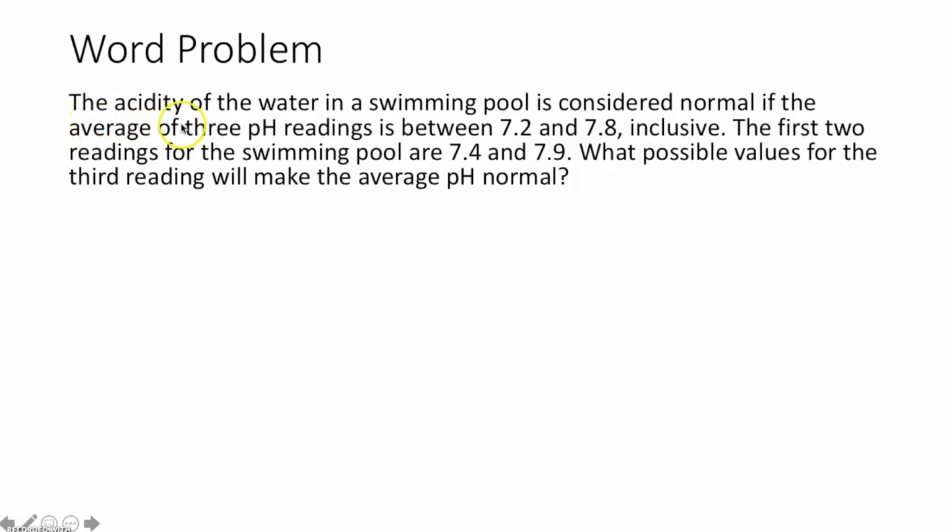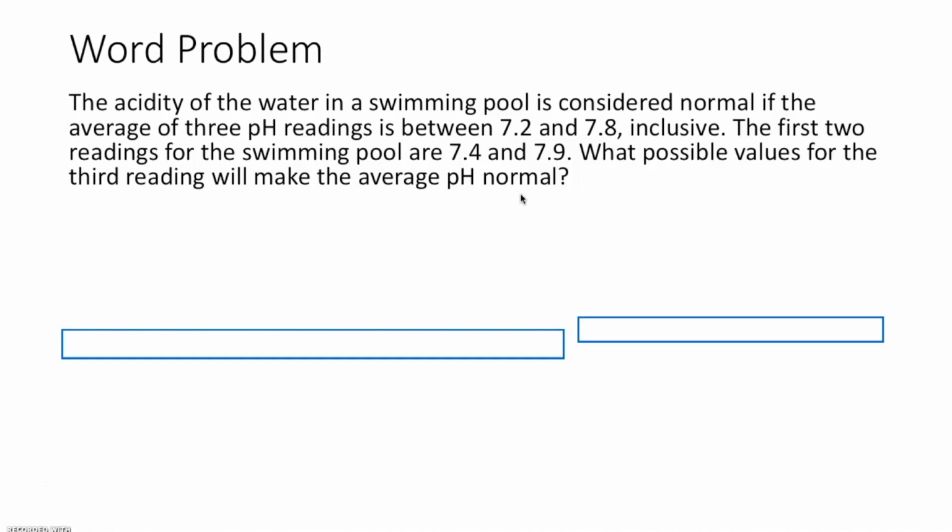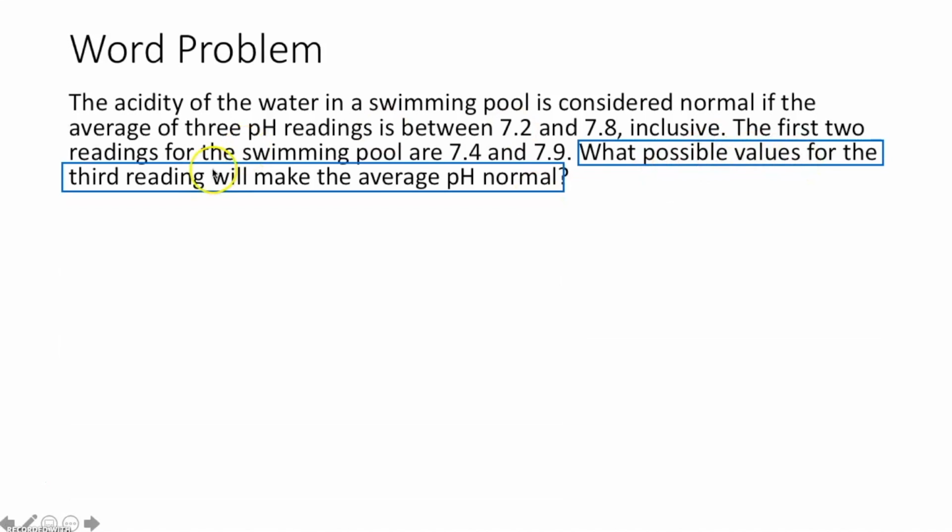Word problem says the acidity of the water in a swimming pool is considered normal if the average of 3 pH readings is between 7.2 and 7.8 inclusive. The first 2 readings for the swimming pool are 7.4 and 7.9. What possible values for the third reading will make the average pH normal? First, word problem. We're not scared. Second, what is it asking? It's asking what possible values for the third reading will make the average pH normal.